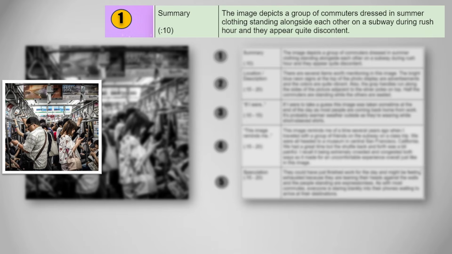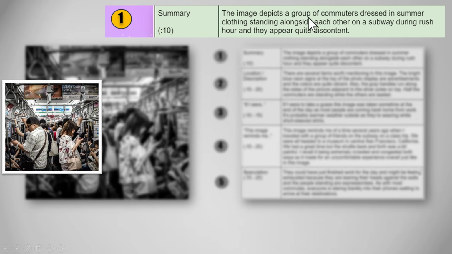Here's our image of people on the subway. And step number 1 says it's a summary, and it should go for about 10 seconds. The image depicts a group of commuters dressed in summer clothing, standing alongside each other on a subway during rush hour, and they appear quite discontent. Discontent is a good word for uncomfortable.